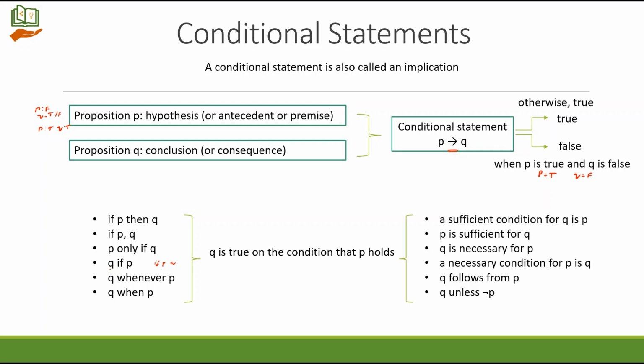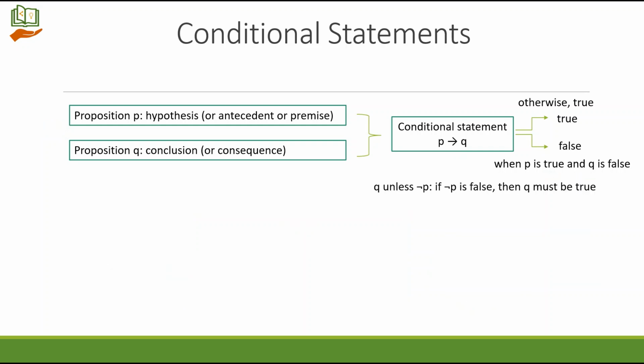A sufficient condition for Q is P. Then we can say P is sufficient for Q. It means when P is true, definitely Q should also be true. Q is necessary for P. Then we have a necessary condition for P is Q. These two terms actually mean the same. Q follows from P. So if P is going to be the hypothesis or the premise, the conclusion will follow that. Q unless not P. Everything will be represented using P implies Q notation only.